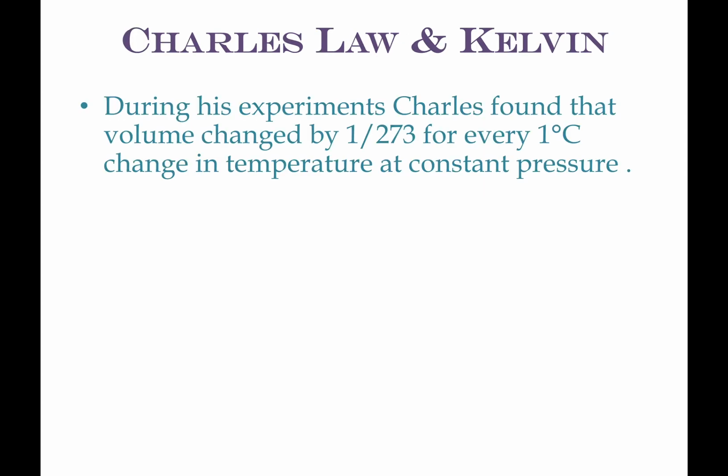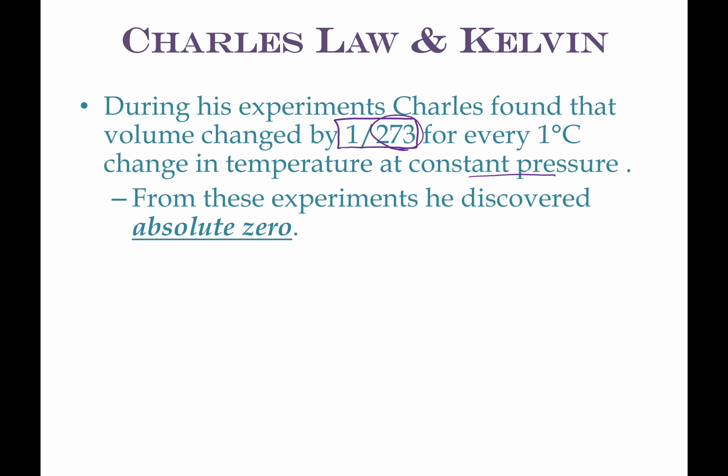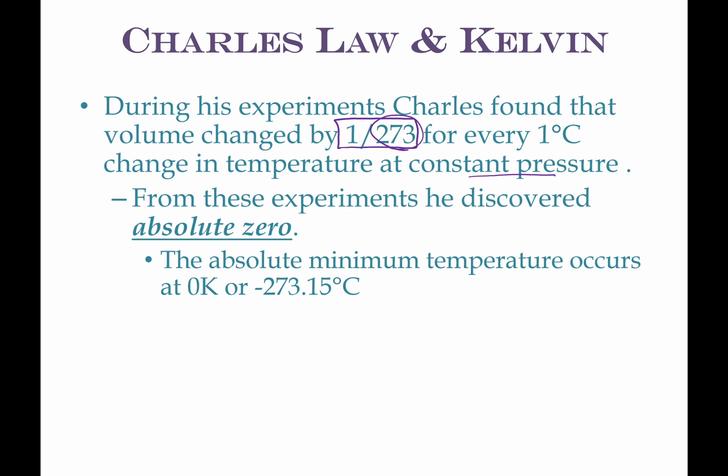During his experiment, he found that for every 1 degree Celsius that the temperature changed, the volume changed by 1/273rd. Does that number 273 look familiar to you? It should be, and remember this happened at constant pressure and the same number of moles. So he was able to theorize about something called absolute zero, and it had to do with particle motion. The absolute minimum temperature is 0 Kelvin or negative 273.15 degrees Celsius. That's known as absolute zero.